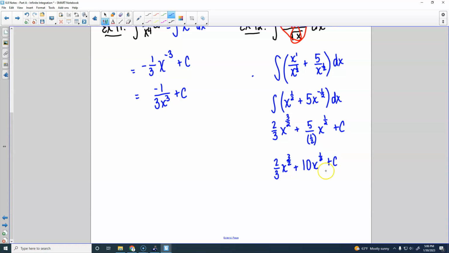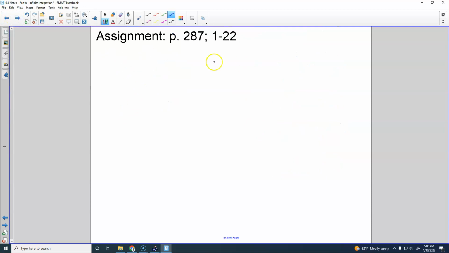So you are going to do some practice with these from your textbook. So here is your assignment. If you finish this early, work on your free response questions.